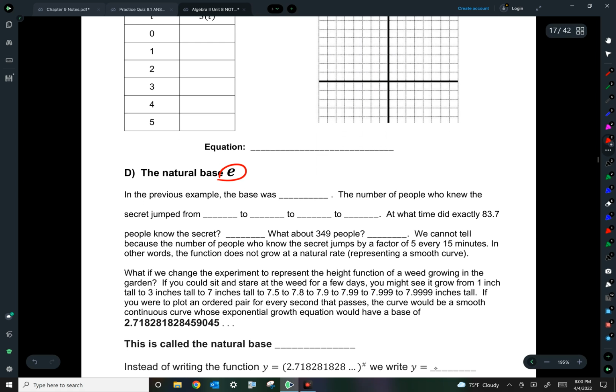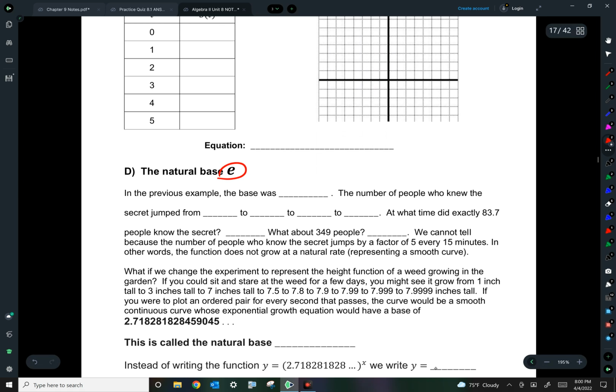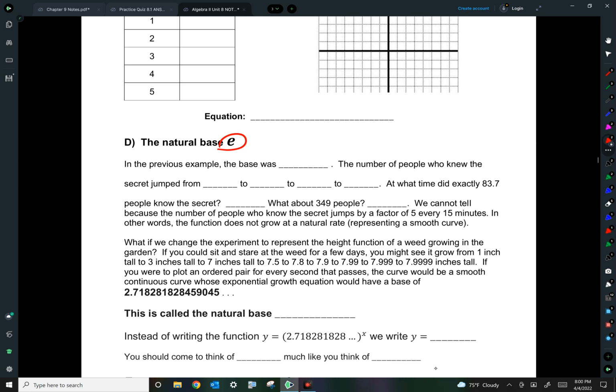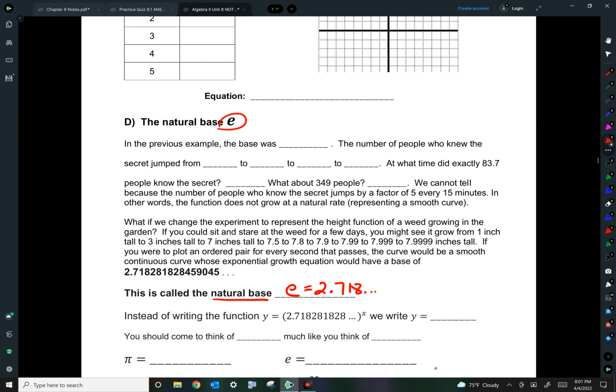Basically, I'm going to come down right here to where it said the natural base. Okay, the natural base is called e. And essentially, e equals that number, 2.718, and then it just keeps going, okay? But instead of writing y equals 2.718, blah, blah, blah, to the x, we would write y equals e to the x. But it's no different, really, than 2 to the x, or 3 to the x, or 5 to the x, or 2.7 to the x.